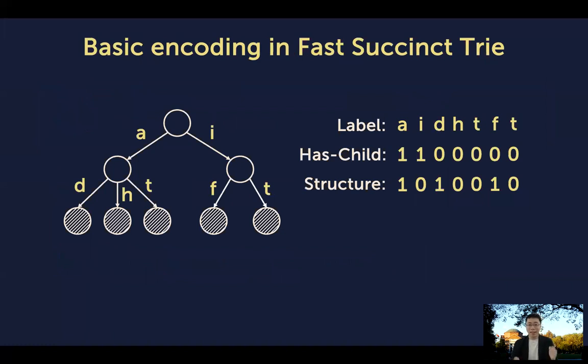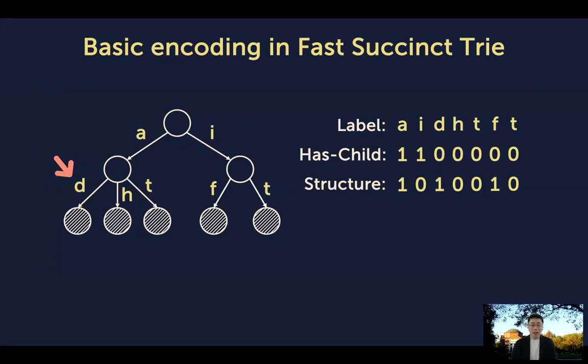Now, for example, this is the basic encoding of our fast succinct trie. Basically, we traverse the trie in breadth-first order and encode it using these 3 vectors. Now, the first vector is just a byte string that records all the branch labels. And the second one, HasChild, is a bit vector to indicate whether a branch points to an internal node or a leaf node. For example, this branch A points to an internal node, so we write 1 here. On the other hand, the branch D points to a leaf node, so we put 0 instead.